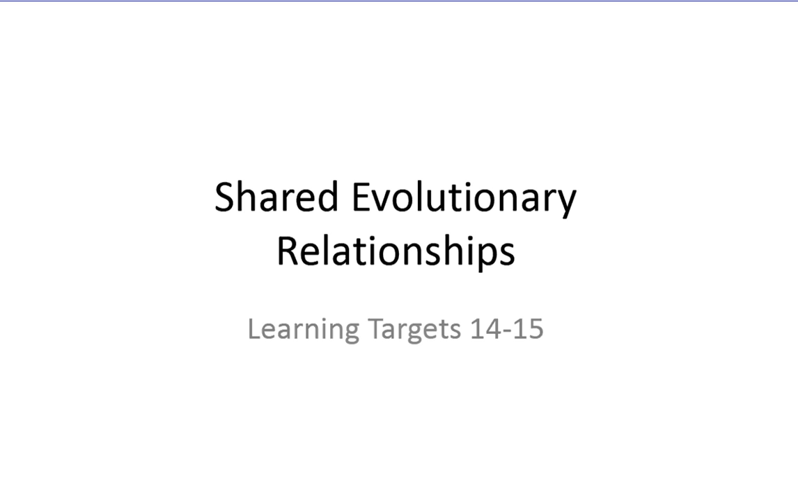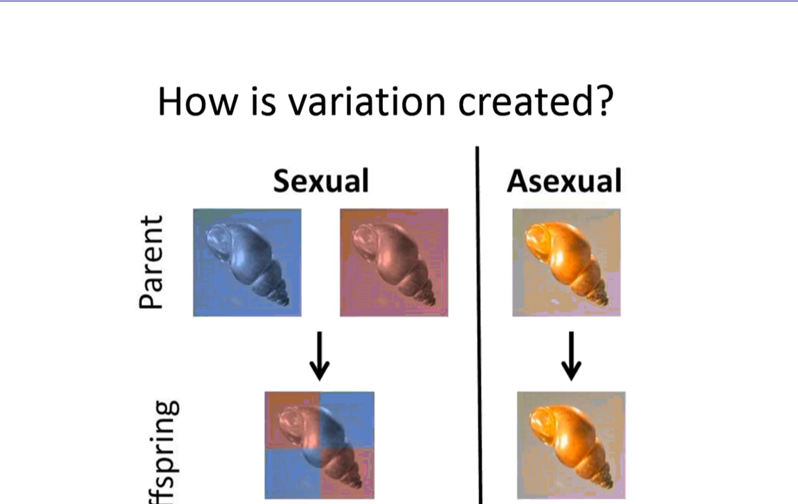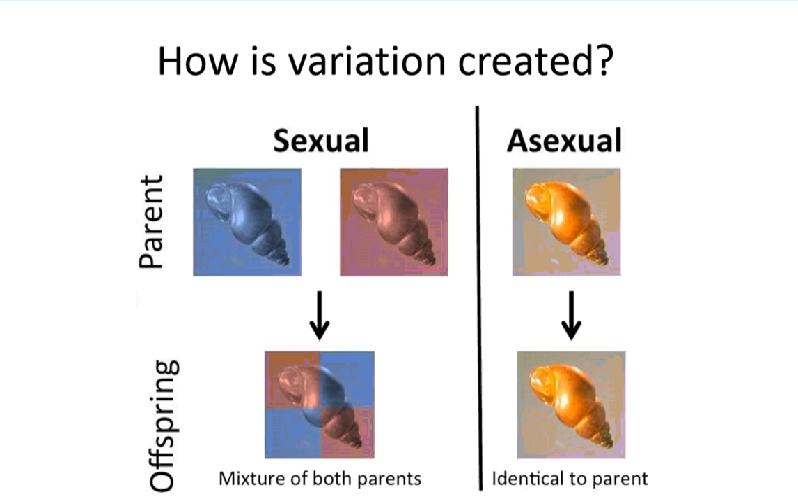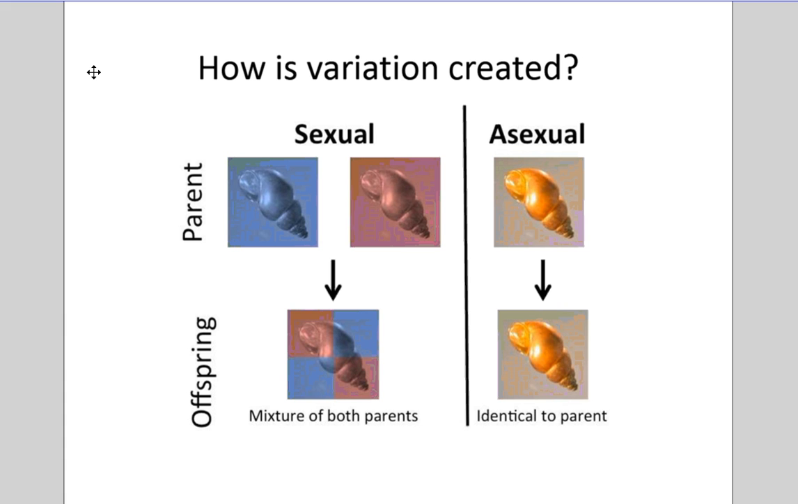This video is Learning Targets 14 and 15, talking about shared evolutionary relationships. In this video, we're going to look at how variation is created, and then we're going to look at how we see evidence of shared relationships in species today. One of the main ways that variation is created is through sexual reproduction.